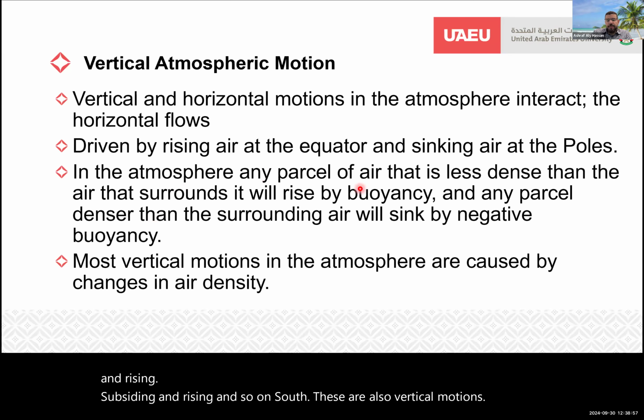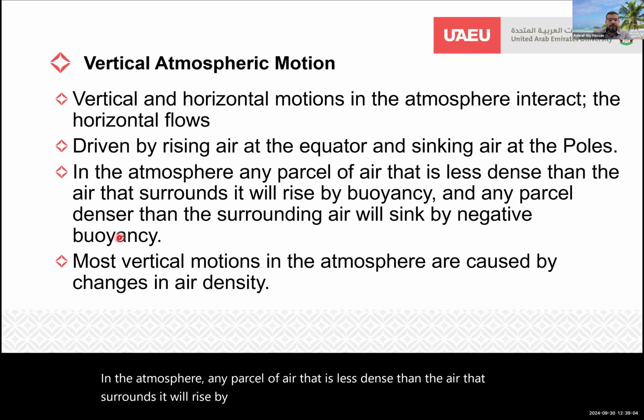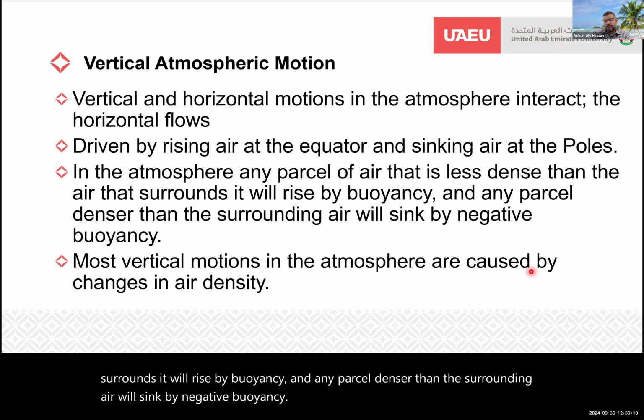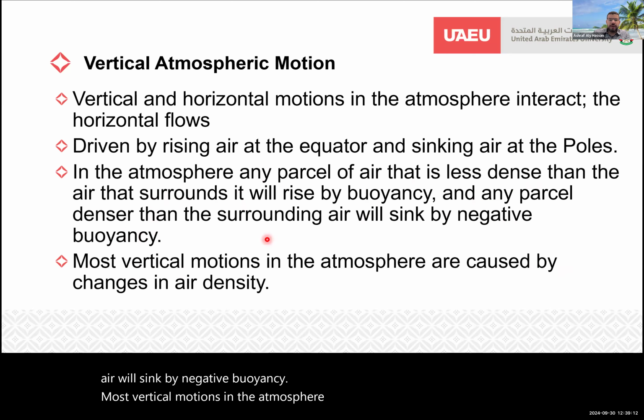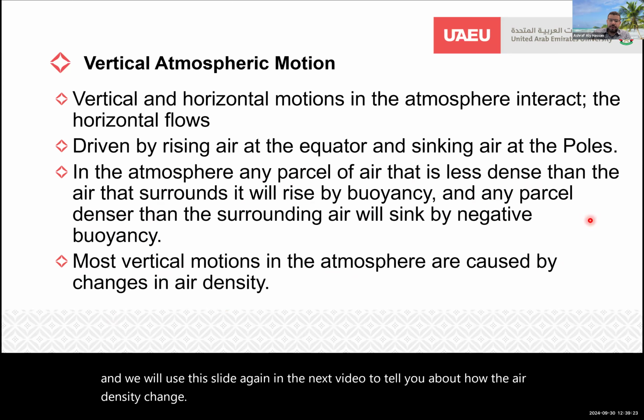In the atmosphere, any parcel of air that is less dense than the air that surrounds it will rise by buoyancy, and any parcel denser than the surrounding air will sink by negative buoyancy. Most vertical motions in the atmosphere are caused by changes in air density. And we will use this slide again in the next video to tell you about how the air density changes with temperature and humidity.